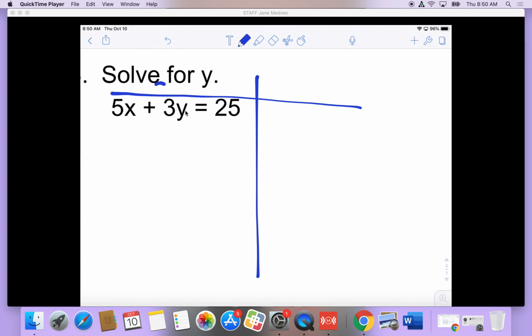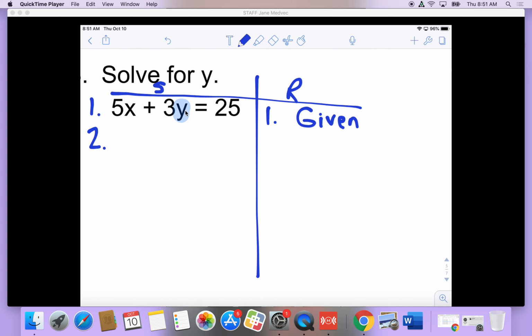Again, statement, reason, step 1. Reason 1 would be given. Now, students sometimes struggle with this, so I'm going to highlight the y, and we're going to peel this like an onion. I want y by itself, so I'm going to leave y by itself. I'm not going to touch y, but I got to start peeling stuff off. So what would be the next step?